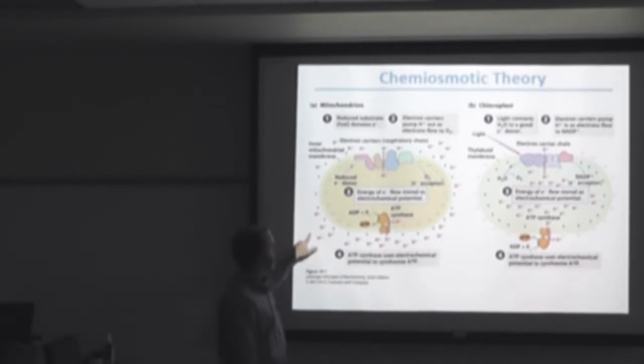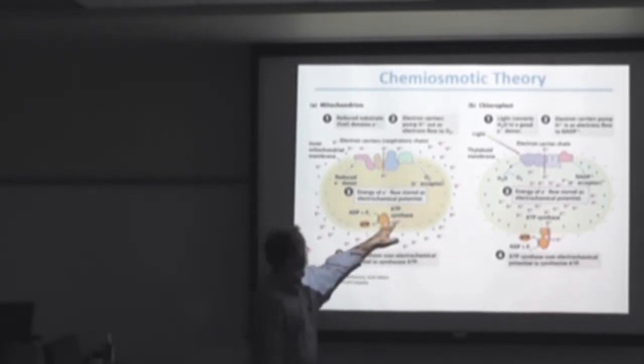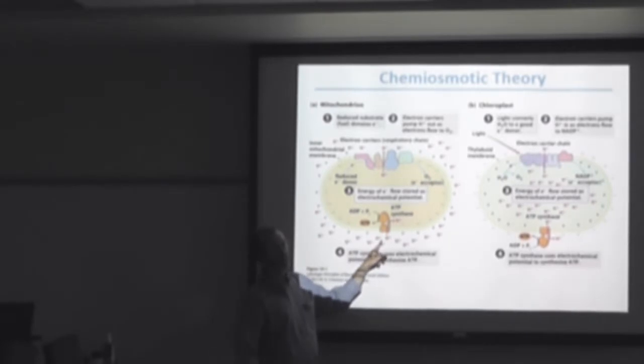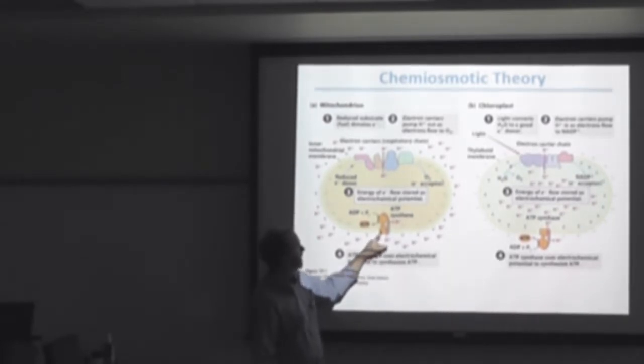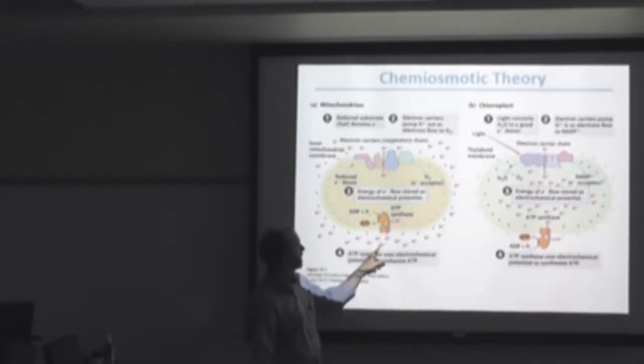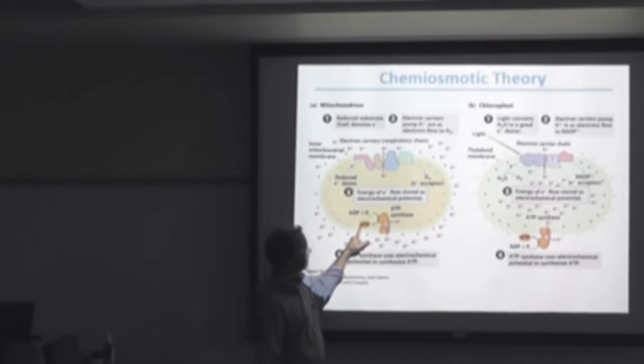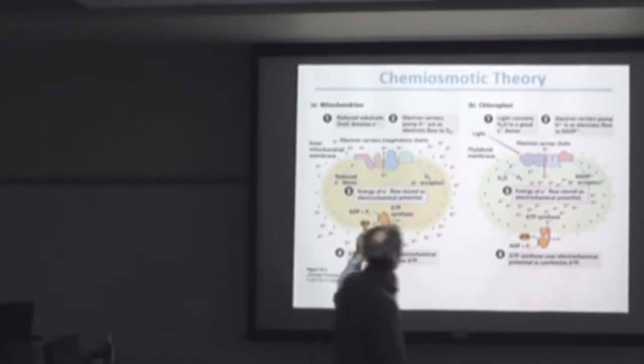And these protons want to move down their electrochemical gradient, and the only place they can do that in the membrane is this protein, the ATP synthetase. As they flow down, they're able to force ADP and phosphate to come together to produce ATP. The energy from this gradient causes that.